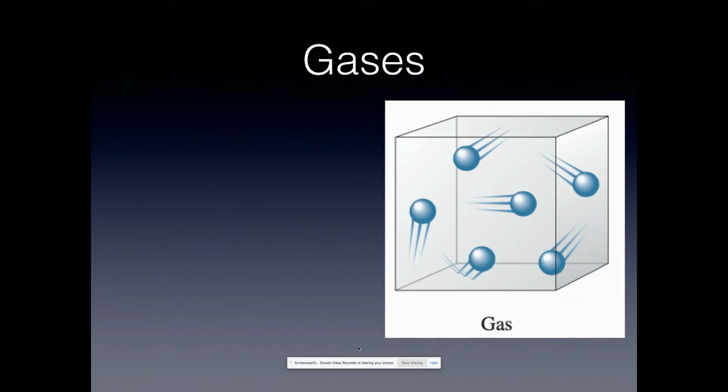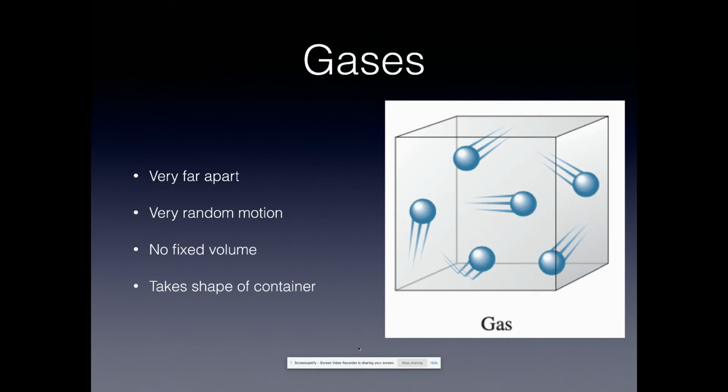Now, for gases, the particles fly around really far apart from each other, big distances between them. We used to call that the mean free path. The motion is random and chaotic. We can't predict what it's going to be. Gases do not have a fixed volume. Big important point. And gases will also take the shape of their container.